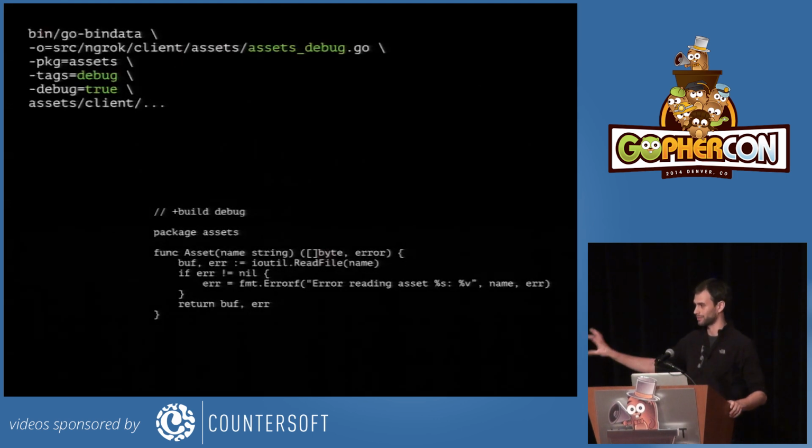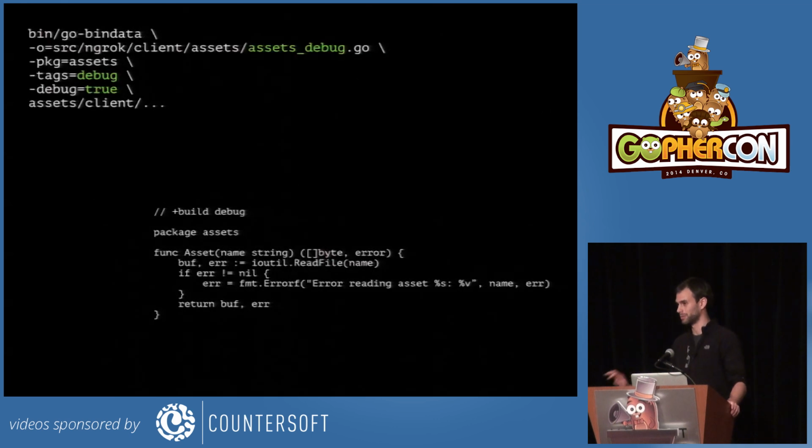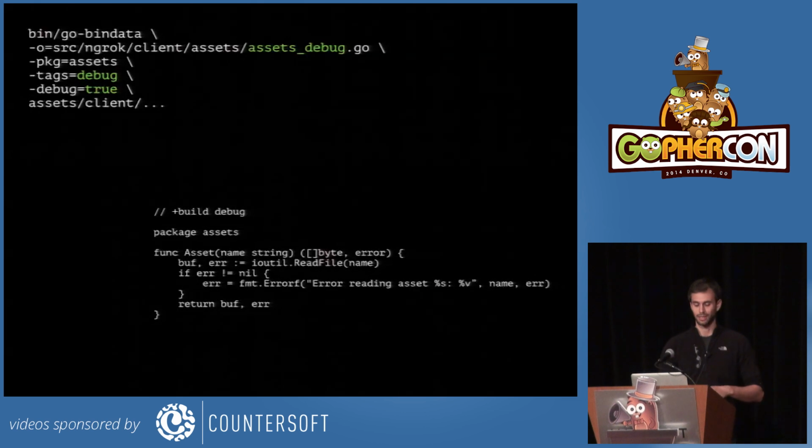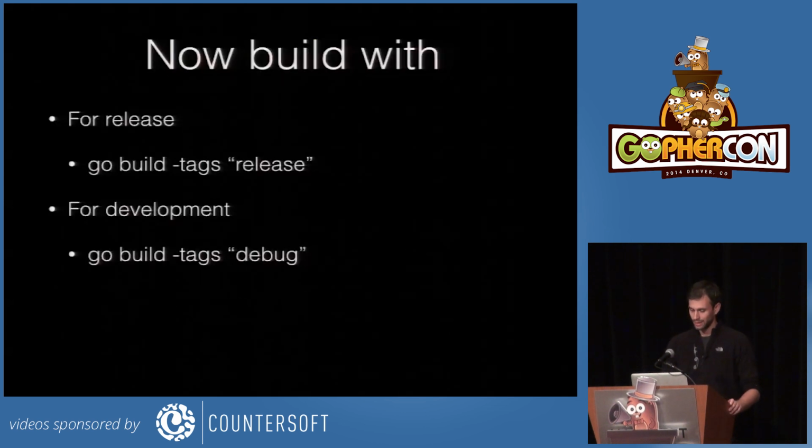Actually, just read those assets from the file system. So this works really, really well when you want to rapidly iterate on all of the static assets that you're working on for websites and stuff like that. But when you actually get to release time, you want them all bundled up into a single binary.